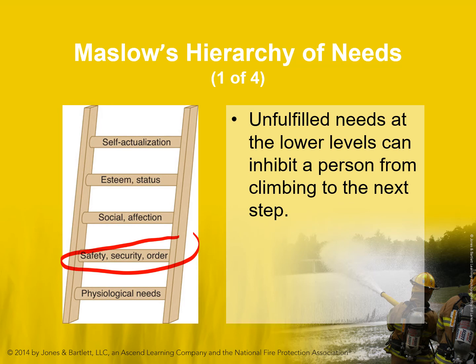Social affection, how we fit in socially. This is midway up the triangle or the ladder. Self-esteem and our status. The more comfortable we become around our peers, the better we get to know them, and that social side of things kind of builds self-esteem. And then ultimately we reach this self-actualization step, and that's you're ready to go. You've climbed up to the last step.